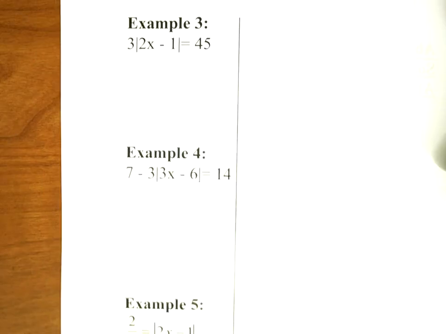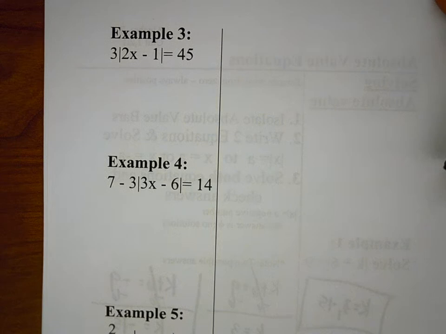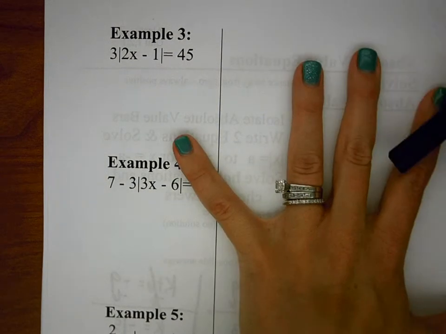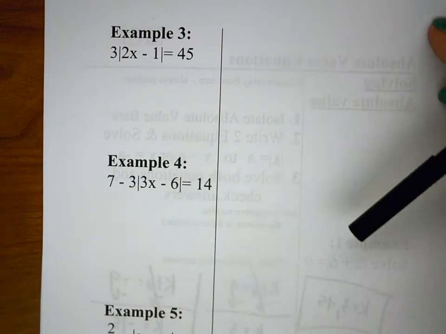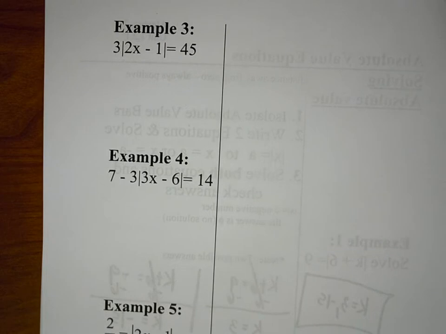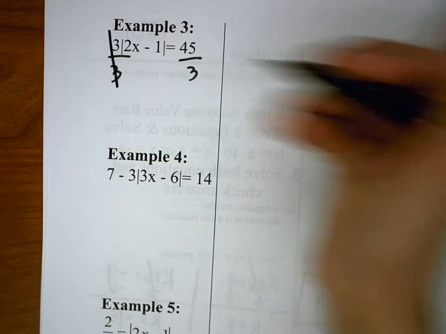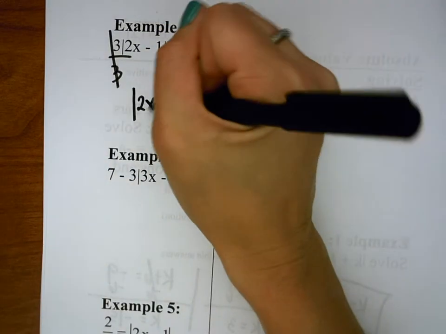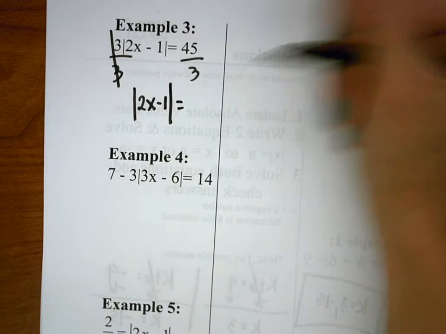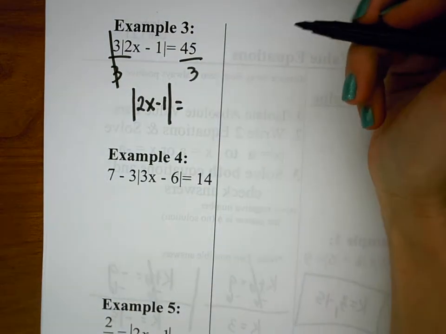So example 3. Again, is the absolute value by itself right now? No. So what are we going to do? Divide. Very good. And we're going to divide by? 3. To which side? Both sides. Very good. Trick question. Okay, so we're dividing by 3 to both sides. We have the absolute value of 2x minus 1 equals, and 3 goes into 45. 15. Very good.